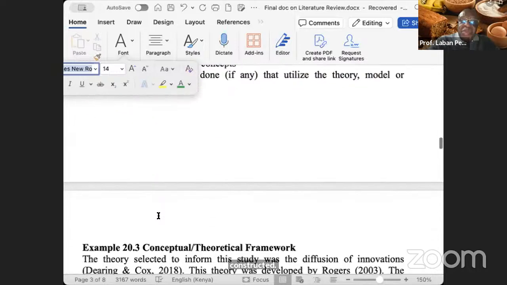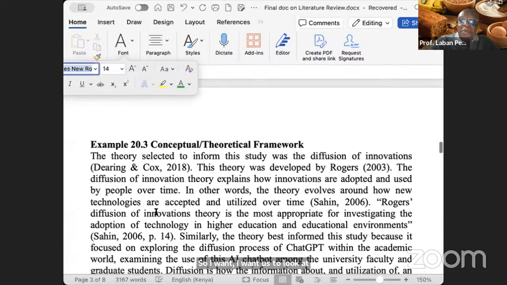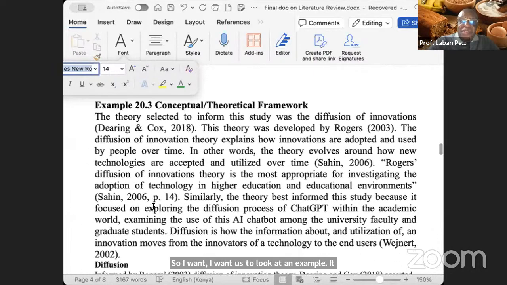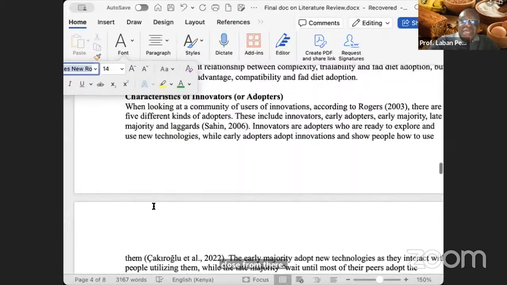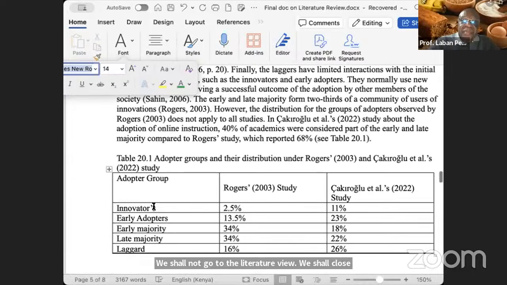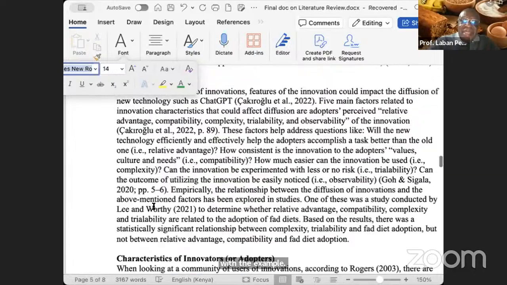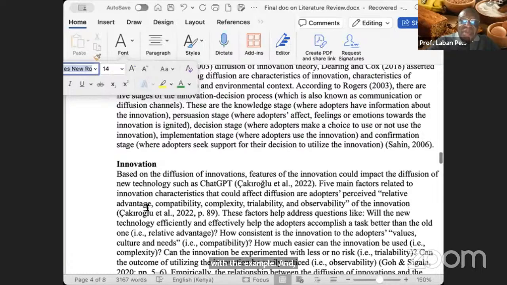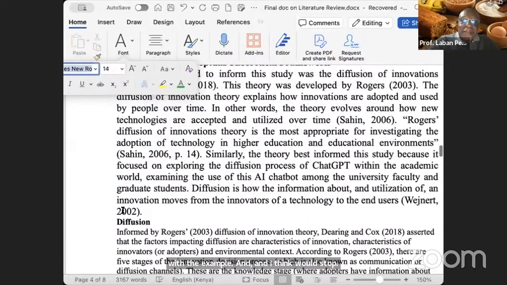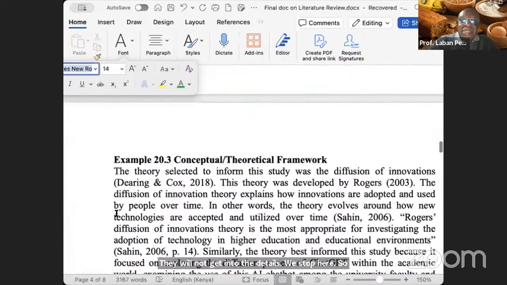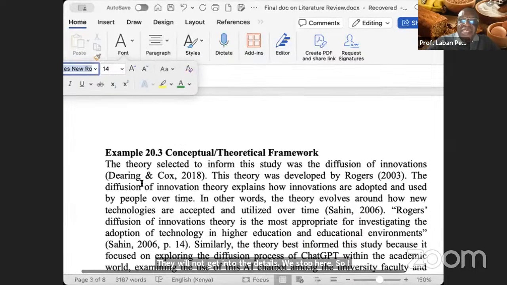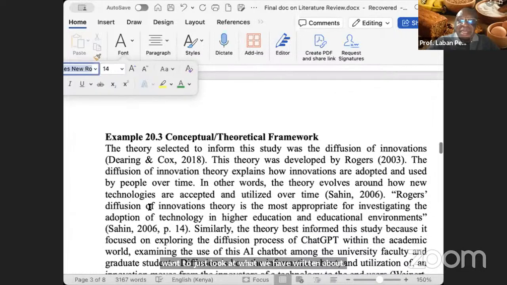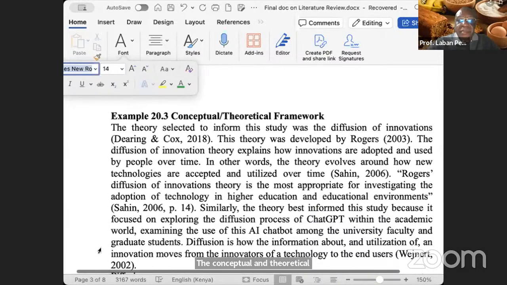So I want us to look at an example, and then we shall close from there. We shall not go to the literature review. We shall close with the example, and we'll not get into the details. We'll stop here. So I want to just look at what we have written about the conceptual and theoretical framework. Somebody pick it up. Let me pick it up.